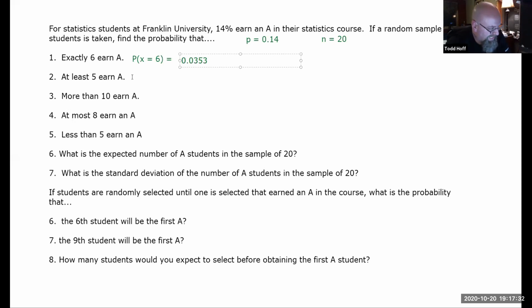The next one, at least 5 earn an A. That's probably X is greater than or equal to 5. That's equal to 1 minus probably X is less than 5, which is equal to 1 minus X is less than or equal to 4. So we're going down to 4. Or up to, from 1 minus the 0 through 4, because we want at least 5. So we're keeping the 5 through 20. We're subtracting out the 0 through 4.